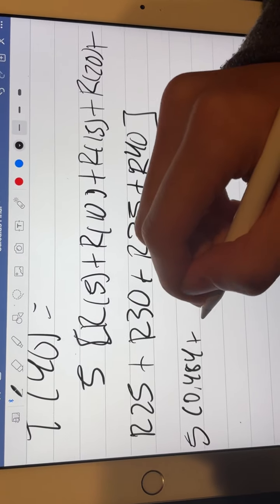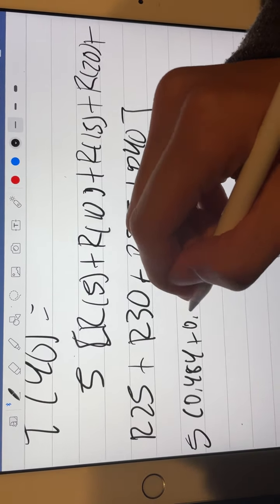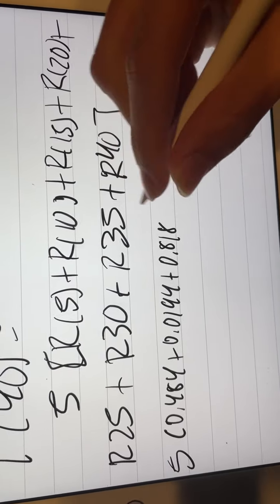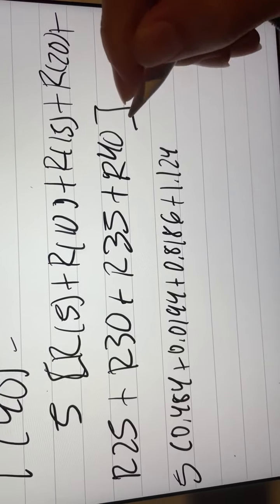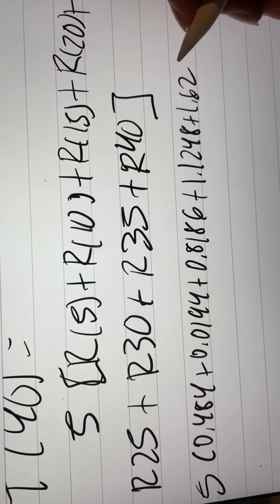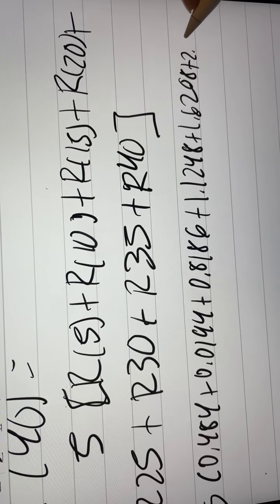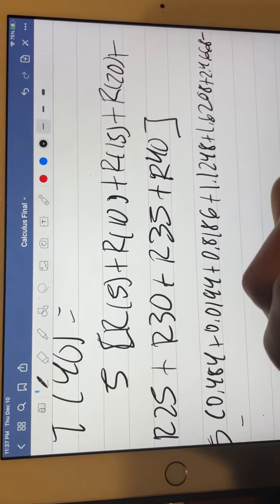0.484 plus, let's see here, 0.0194 plus 0.818. All right. 6 plus 1.1248 plus 1.6208 plus 2.4668. I'm just going to go through all of these here because I don't have enough room.